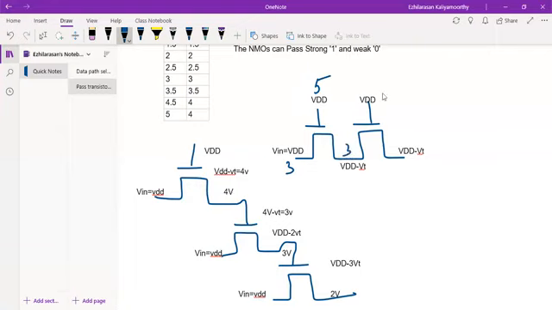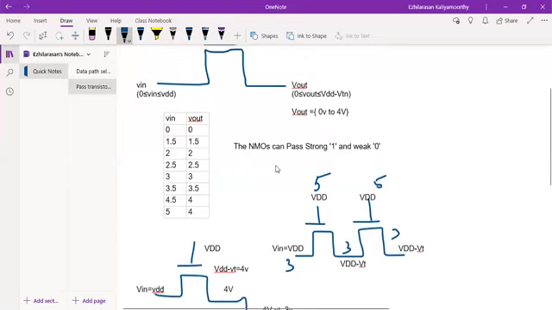But here also VDD is 5 volt only. The maximum how much will it get? 5 minus 1, maximum is 4 volt. So again I'll get 3 here. So I can say the output voltage does not get degraded, but in the earlier case it does. So this is how the pass transistor works.